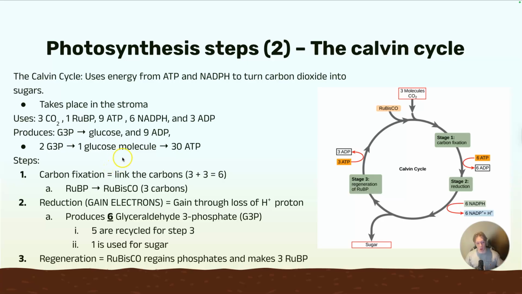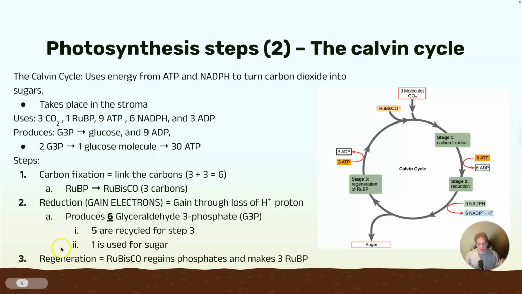And then that 1 molecule of glucose will undergo a lot of processes, which we'll see later on, and it'll help produce 30 ATP. So it's an investment of ATP, as we can see here. We invest 9, and we're getting 30 back. So it's a pretty important process. There's a net gain and not a net loss.